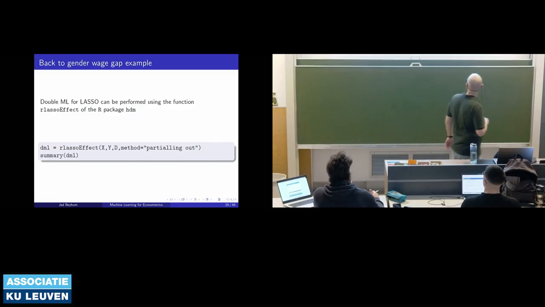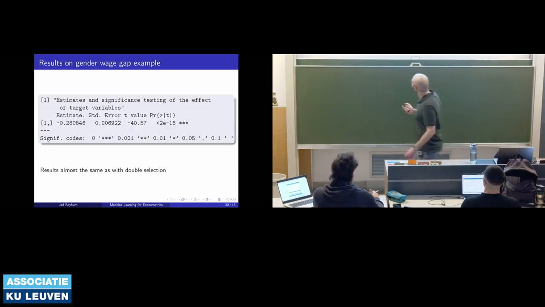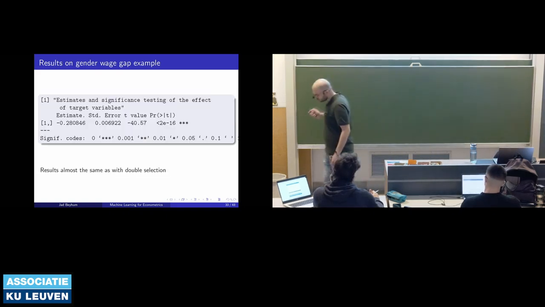Okay, and this is how you run it. So it's also the functional RSO effect, but you change the method. But again, you will see that at the next lab session. And so if you use it on the gender wage gap example, you get almost the same result.